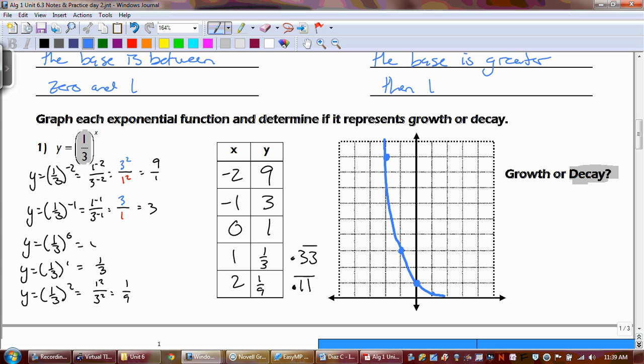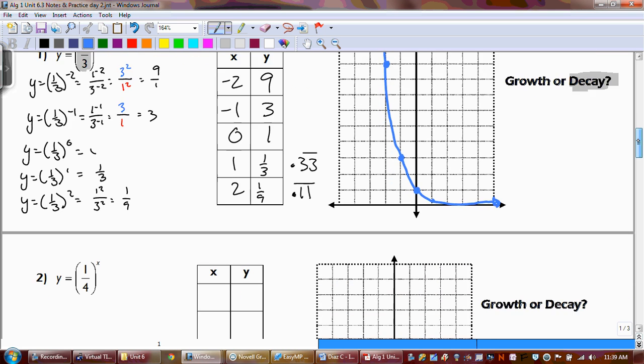So remember, have a nice curve and do not touch the line. And there we go. Were we right? Is it decay? As time goes on, is it getting closer to 0? Okay?